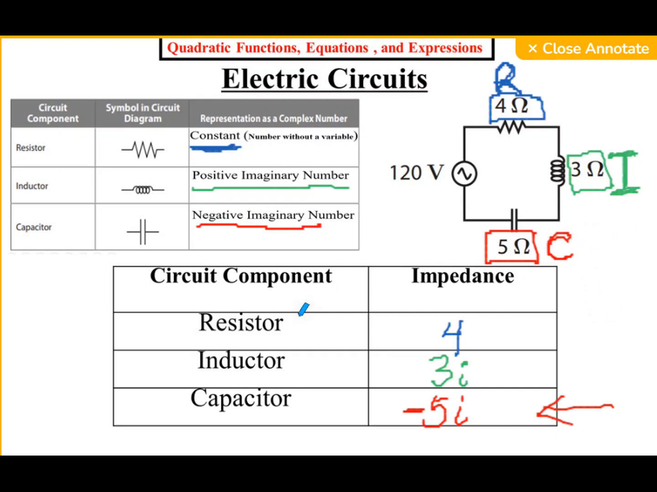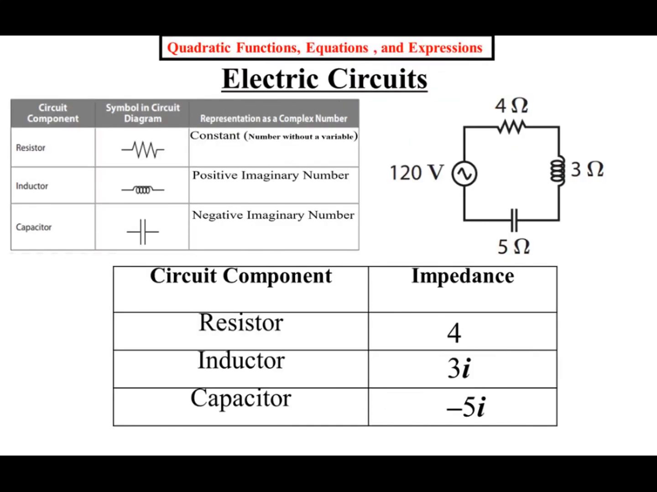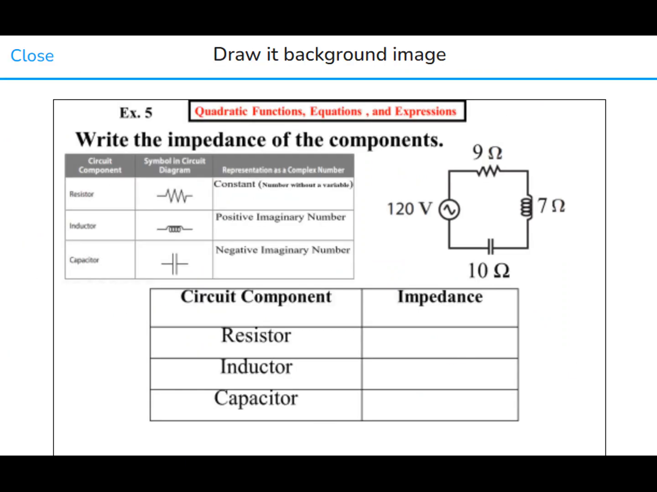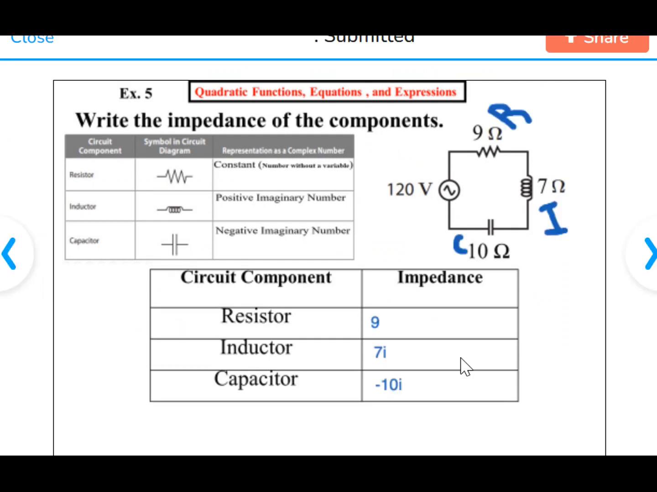Yes? All right. So, now that we know how to identify on our circuit which one is which, and then from there go and fill in our table over here as we did here, let's do one completely. You don't have to copy this next one. Do it on the screen, please. Fill it in on the screen. 20 seconds. Go. Let's see how we did. Looks like we got it. So correct answer is on your screen. The resistor is just 9. Inductor is 7i. And the capacitor is negative 10i.